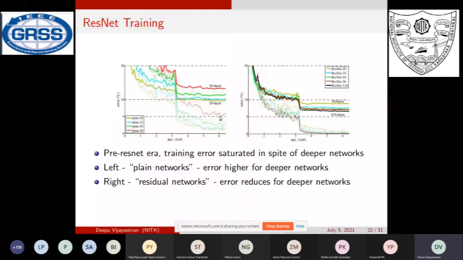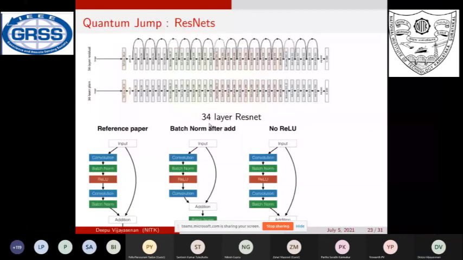So this was some of the architectures. The top picture shows the architecture of a 34 layer ResNet. Note that there are convolutional layers. The output of a convolutional layer is added to the skip connection 2 layers later, and that's what it keeps on repeating. And finally there is a softmax layer, a fully connected layer and all.